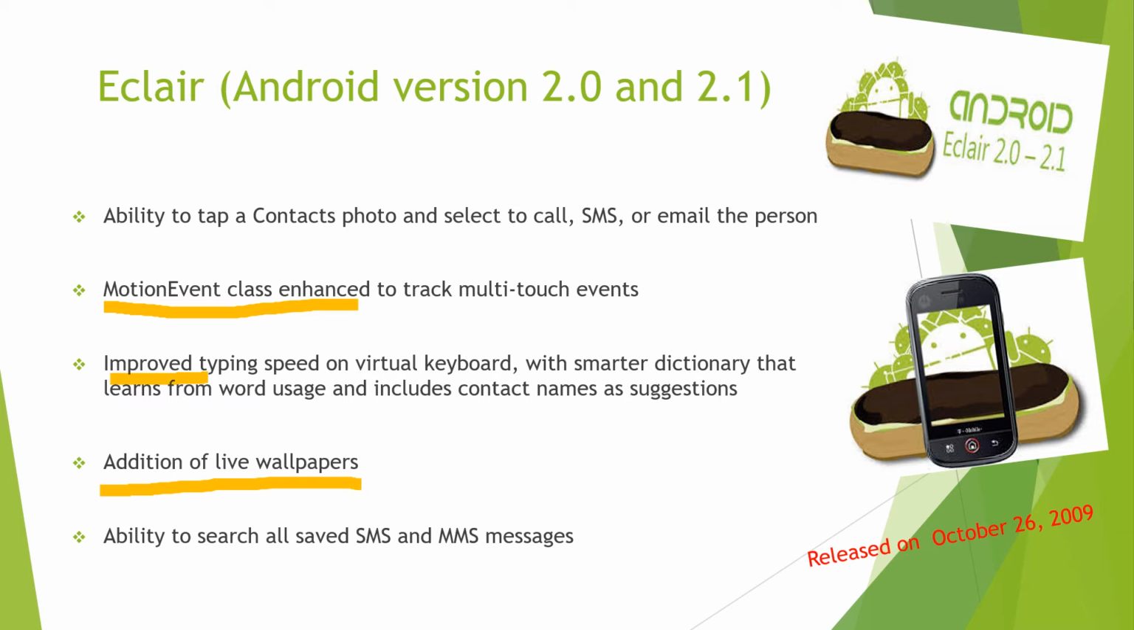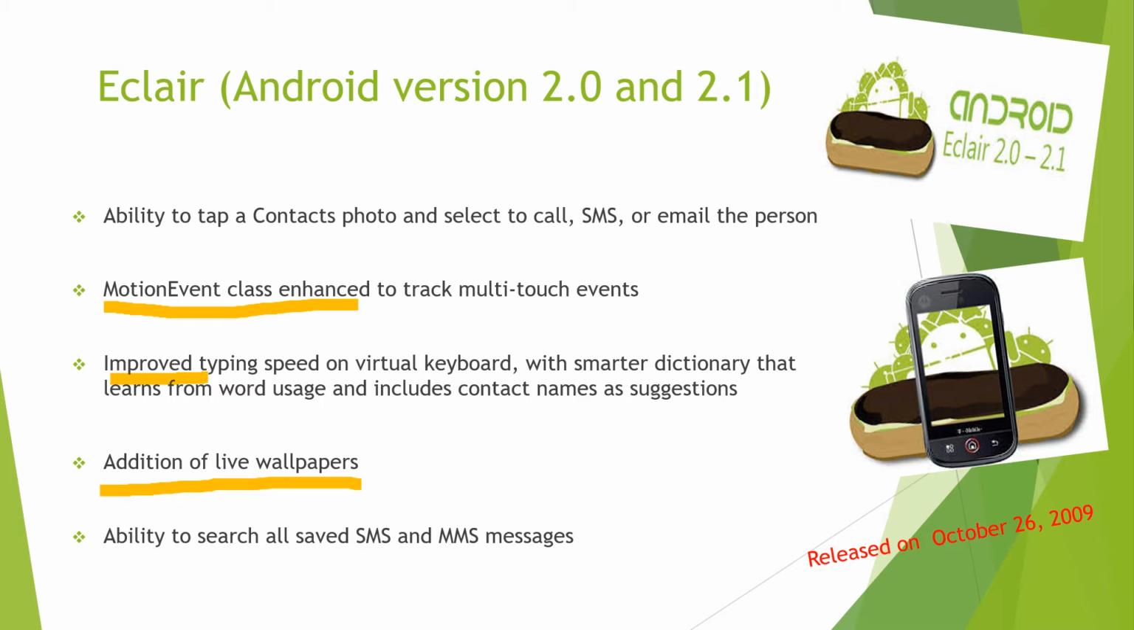Addition of live wallpapers was another feature introduced in Eclair. Live wallpaper allowed animation of home screen background images to show movements. We have seen wallpapers with background images moving, right? So that animation part was added in Eclair again. Ability to search all saved SMS and MMS messages.